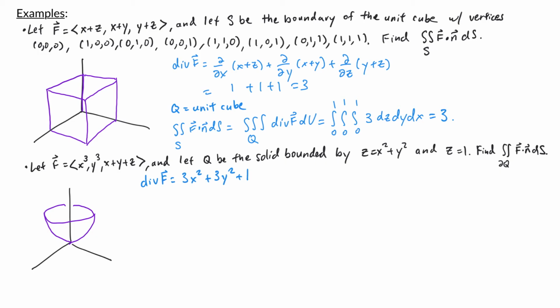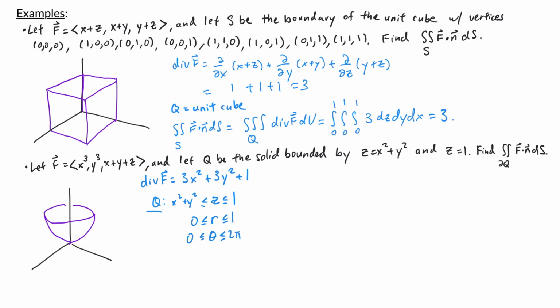Next, we need to describe the solid Q. Here, I think it would be best to use cylindrical coordinates. So first, let's figure out the bounds for z. Well, z is bounded below by the paraboloid x squared plus y squared, and bounded above by the plane z equals 1. Next, we need to project the solid down to the xy plane. And when we do that, we see that we have the unit circle. So, in cylindrical coordinates, my circle can be described by r between 0 and 1, and theta between 0 and 2 pi.